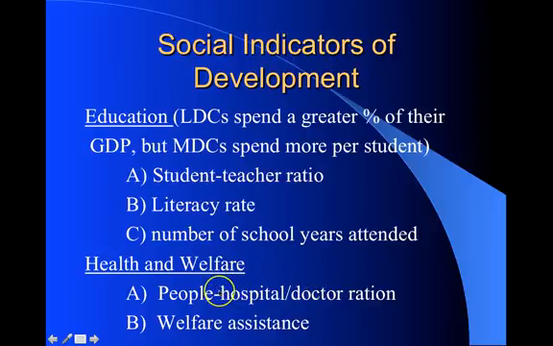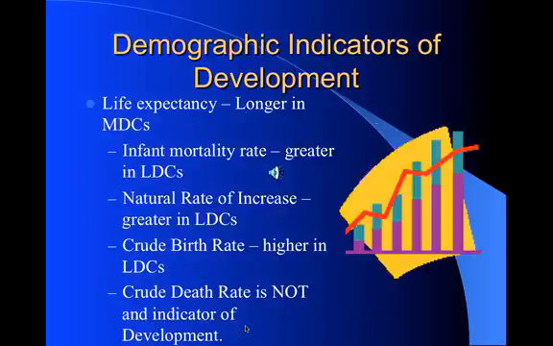We also look at health and welfare, where you look at the people to hospital and doctor ratio. In more developed countries, you have a much lower ratio of people that are having access to hospitals and doctors. In less developed countries, you might have one or two hospitals in an entire country. Think about Northern Virginia. We have 3 hospitals within 15 miles of one another. That's a great example of how the United States is more developed. Welfare assistance, for example, government support, all those types of things go into looking at social indicators.